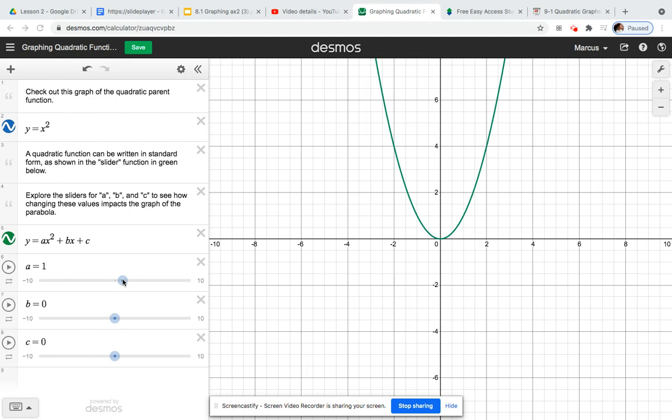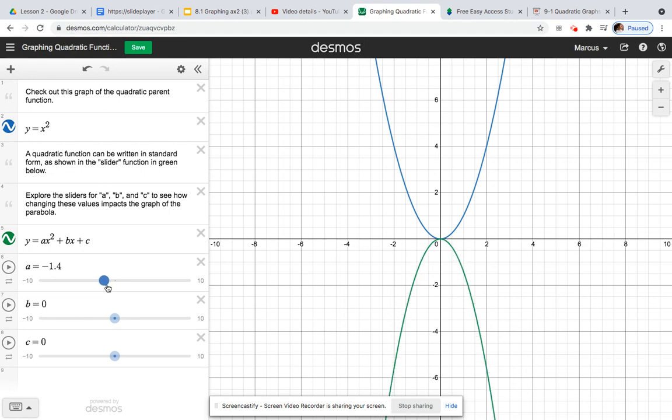So let's look at this. As we increase a, you are going to see that our parabola actually gets smaller and smaller and more steep, okay? And then as we decrease a, you can see that the smaller the number, the wider your parabola. Okay, and then we can also go into the negative and see that's the exact same idea, right?